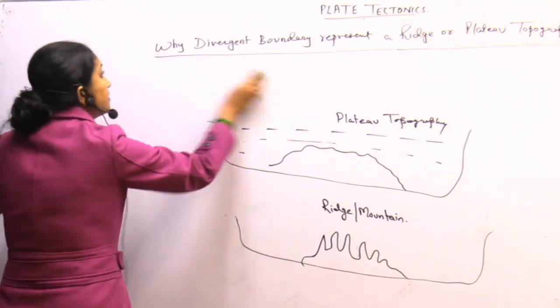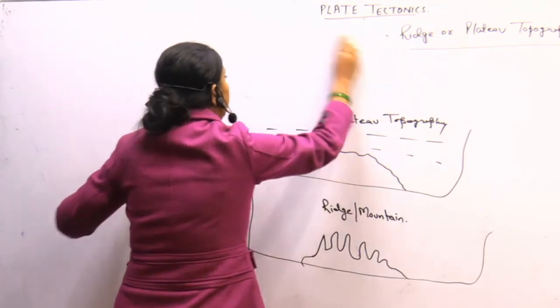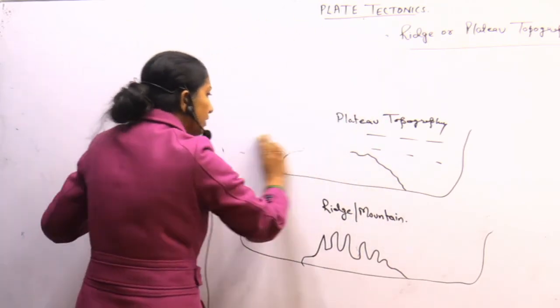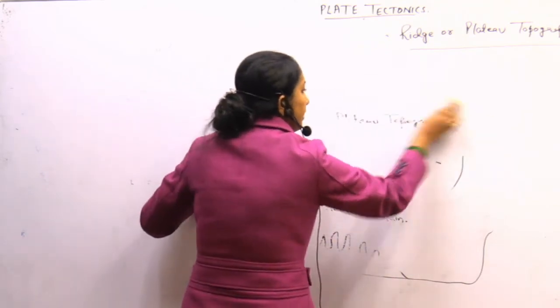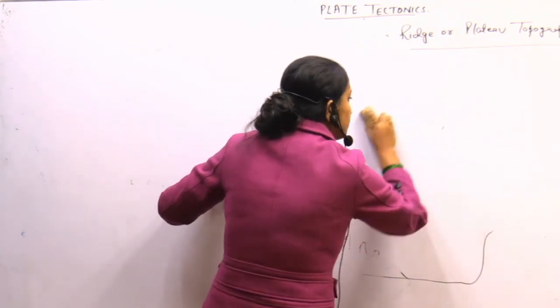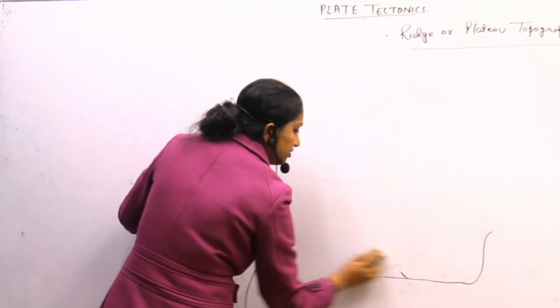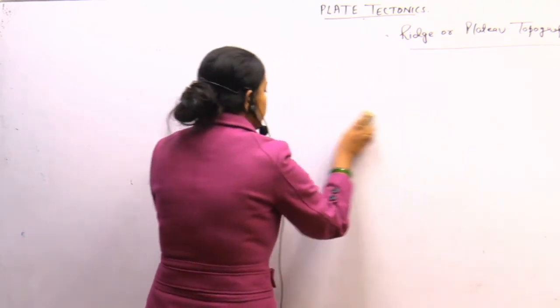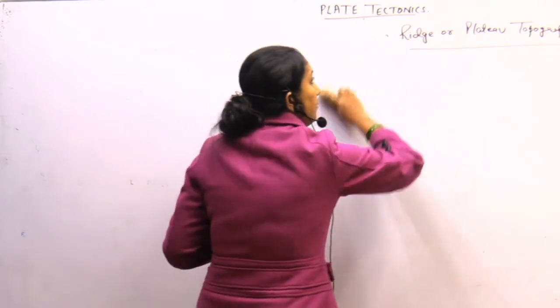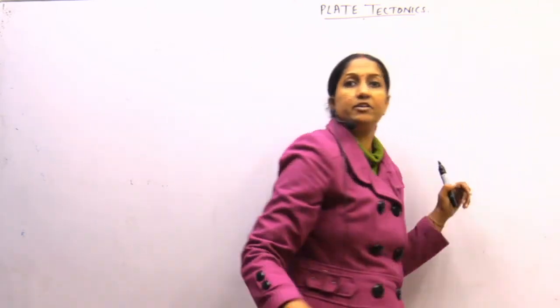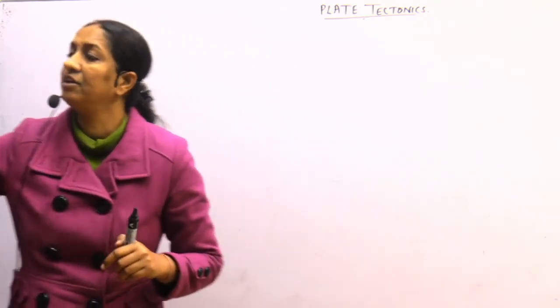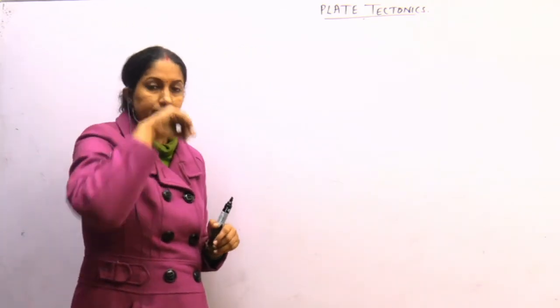So next is convergent boundary. Convergent boundary is where the two plates are coming close to each other. Just now we saw this world map. Convergent boundary is along the Pacific plate boundary, the circum-Pacific region, where the Pacific plate is subducting under the Eurasian plate and the American plate.